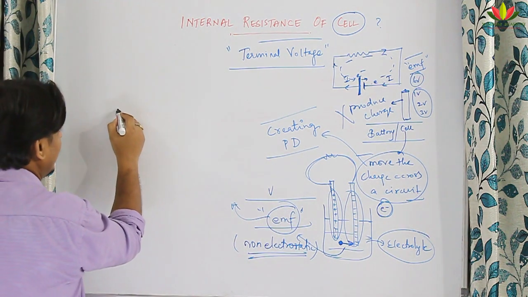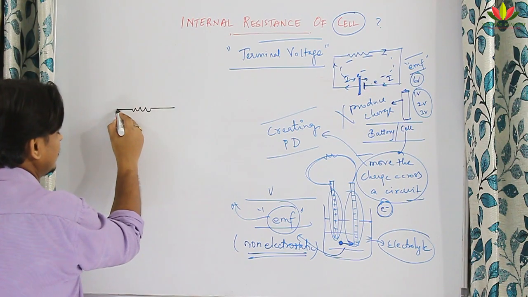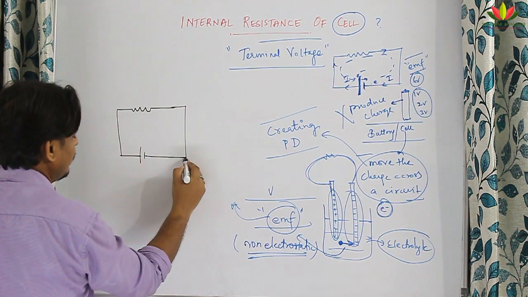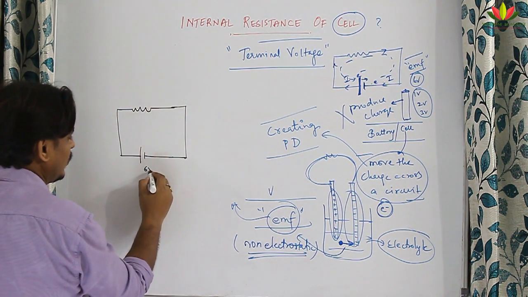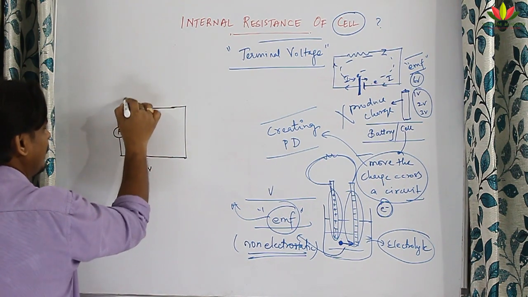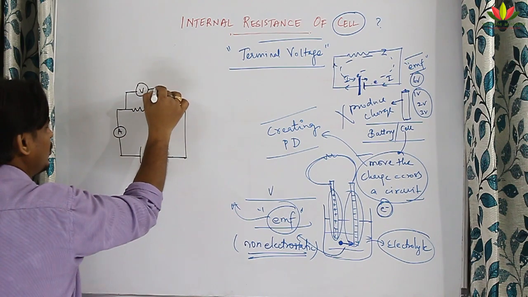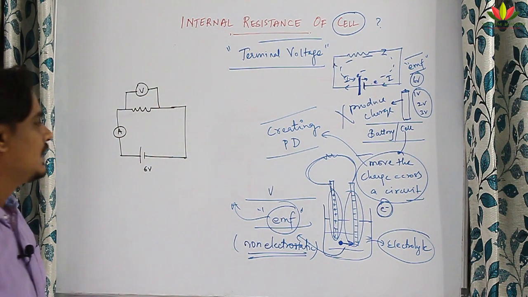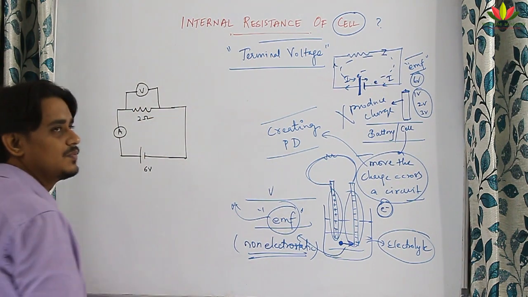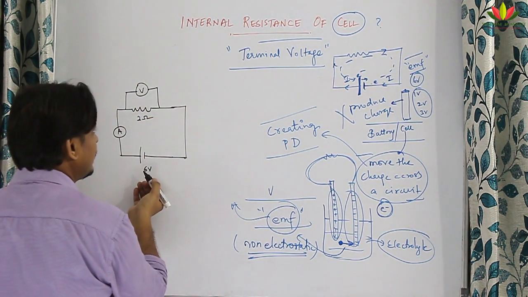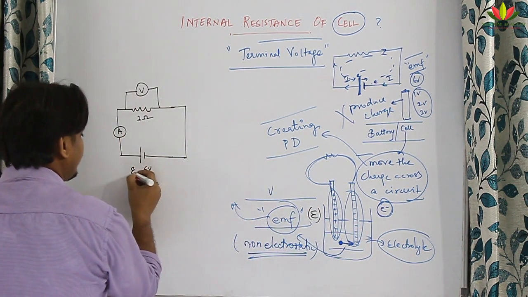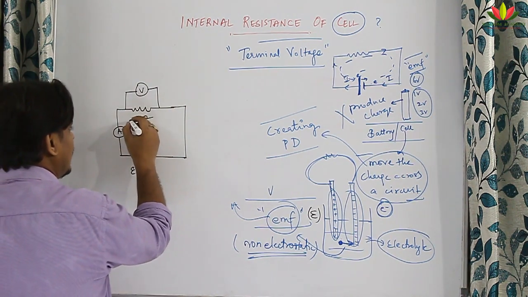I have a resistance in a circuit and I am connecting a cell to it. This cell that I bought from the market is 6 volt. I put an ammeter in series, and a voltmeter in parallel. The EMF, generally written as E, is 6 volt and this R is 2 ohm.